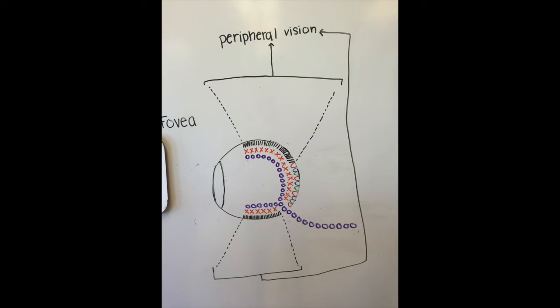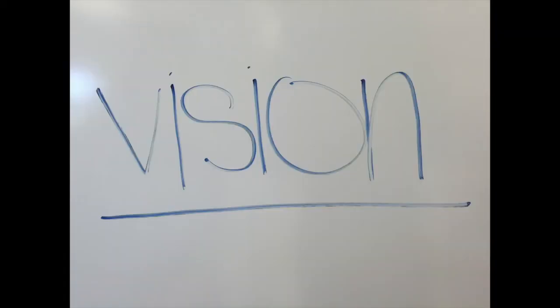Peripheral vision is what appears on the outside of the very center of our gaze. And to give you an idea of how encompassing that is, it is only 3 degrees outside our direct line of vision. And that is vision and the eye.